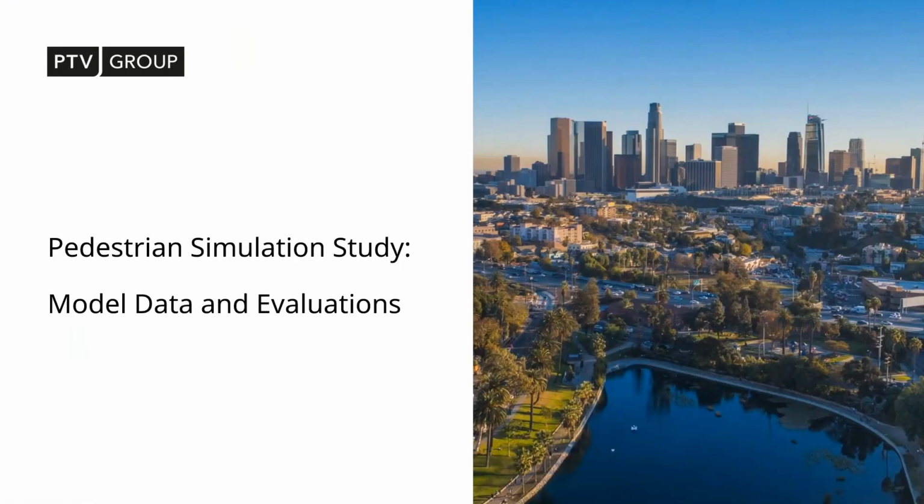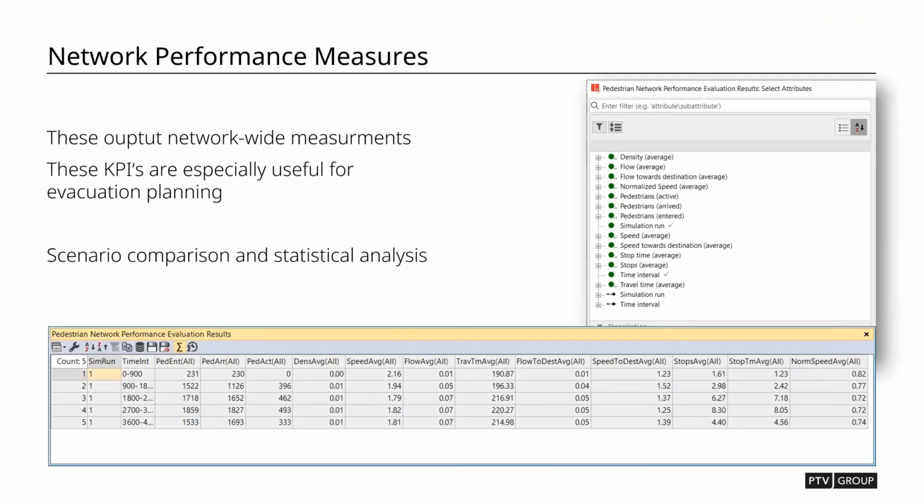The final bit that I wanted to talk about was just kind of what type of data do you pull out of a pedestrian network, and why would you pull that data out? So the first one is network performance measures. These are similar to the network performance measures that you might get in Vissim from the vehicle side. Basically, this will show you network-wide measurements. They're useful for things like evacuation planning, for example. You can see time in network and average travel time. So you can see, as a whole, how long does it take for pedestrians to exit the stadium?